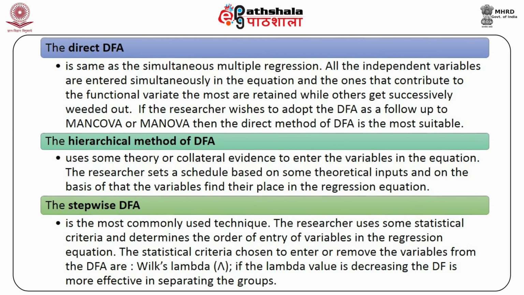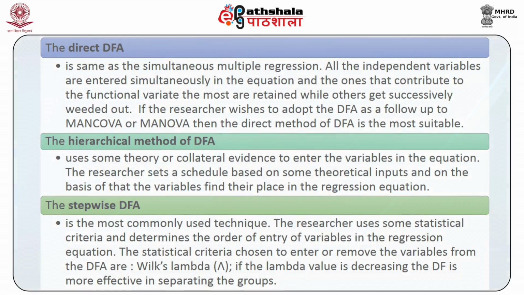Now, these statistical criteria are decided by the researchers who know that the particular criteria would suit their research findings, and therefore they are applied. The statistical criteria chosen to enter or remove the variables from the discriminant function analysis can be Wilk's lambda value, or if the lambda value is decreasing, the DF is more effective in separating the groups.